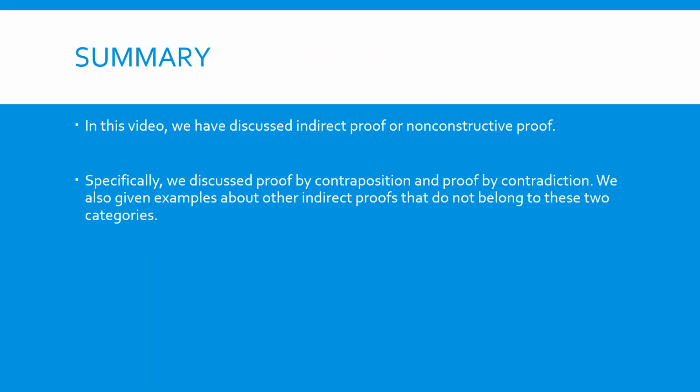In summary, we have discussed indirect or non-constructive proof in this video. We focused on learning proof by contraposition and proof by contradiction. We also showed another indirect proof example that does not belong to either of these two categories.